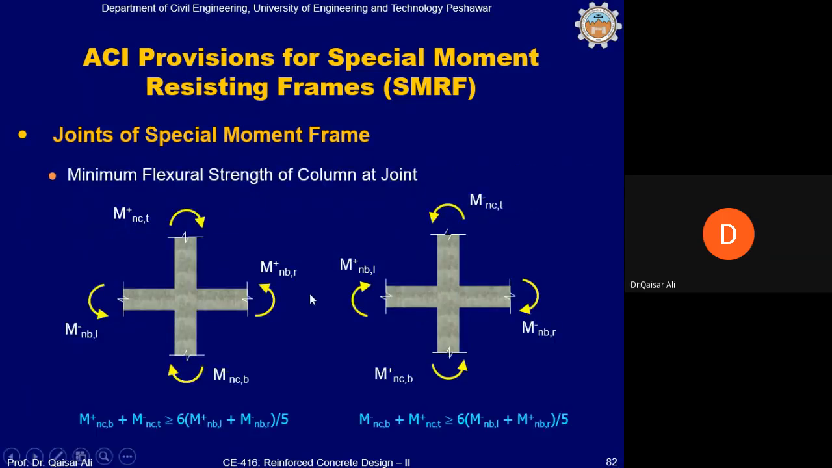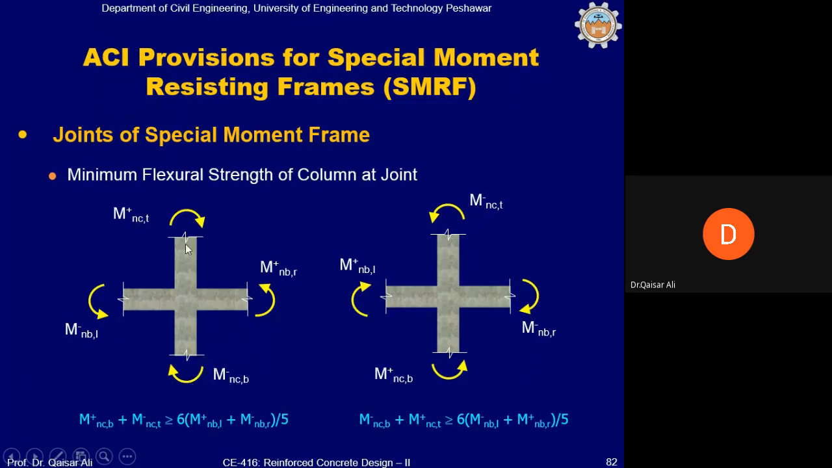The figure on the left is with regard to the MNBL, which means the nominal bending moment of the beam on the left side. MNBR means the nominal bending moment of the beam on the right side. This is for the positive bending moment, and this is the negative bending moment. And MNCT means the nominal bending moment of the column on the top side. This means the nominal bending moment of the column on the bottom side.